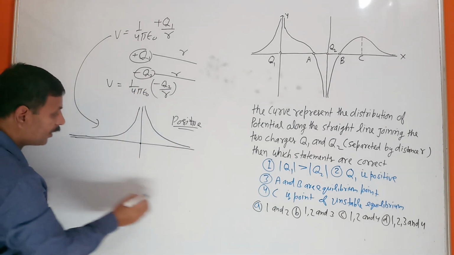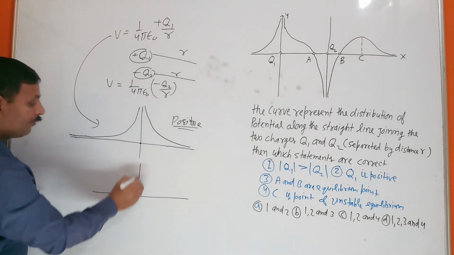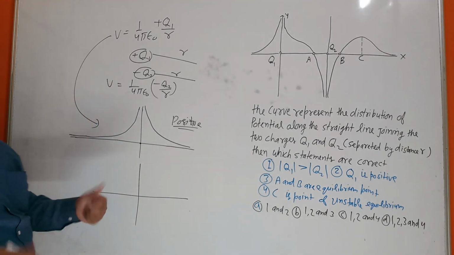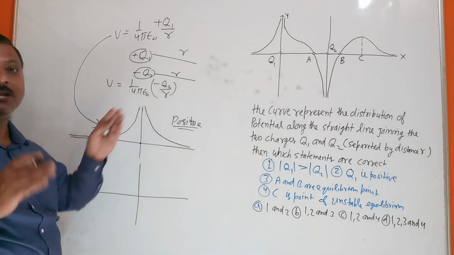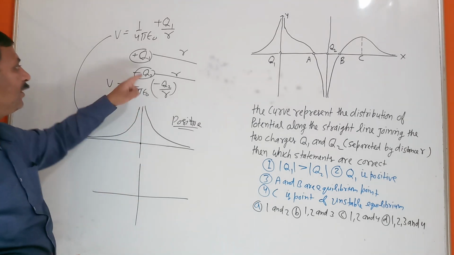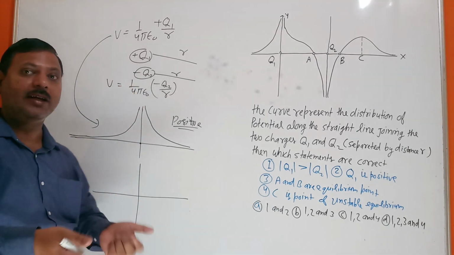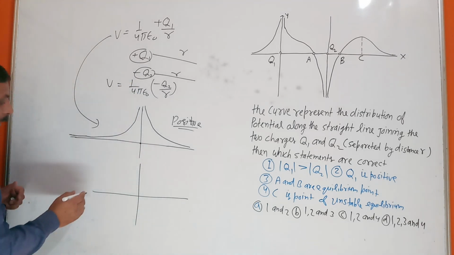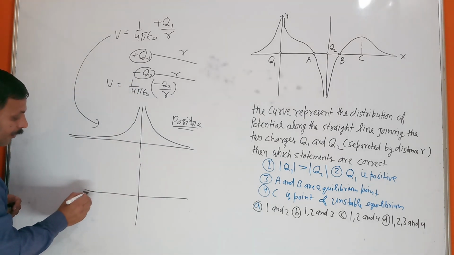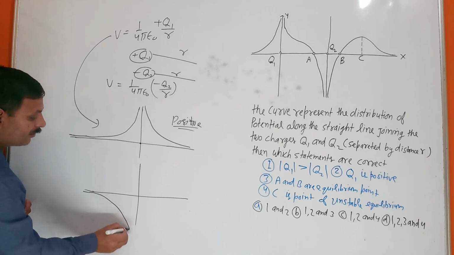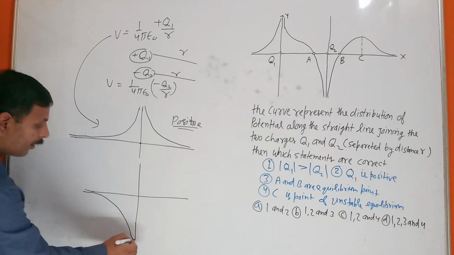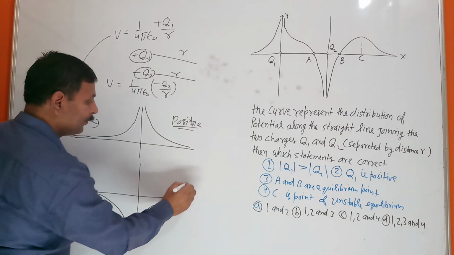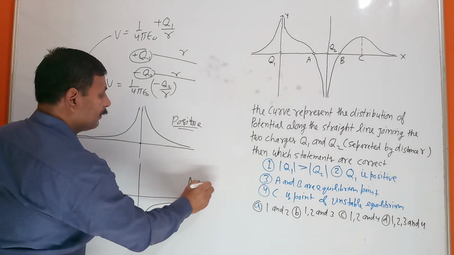And for a negative charge, at infinity it is 0. But if you come near the negative charge, its potential is negative, and the negative value keeps increasing. So at infinity it is 0 and the negative value increases. So like that, this is the graph for a negative charge.